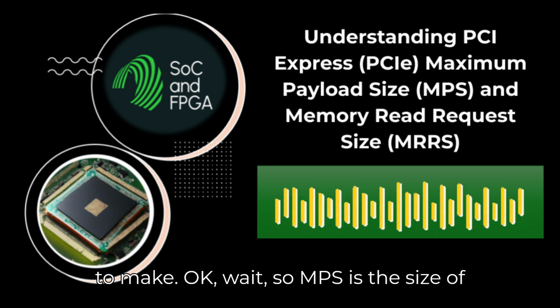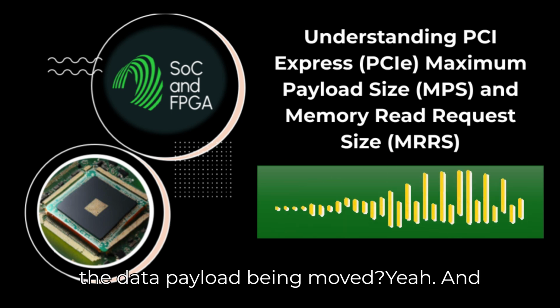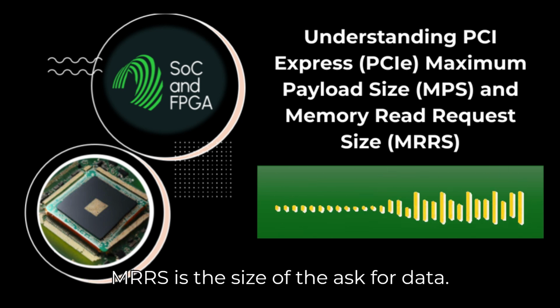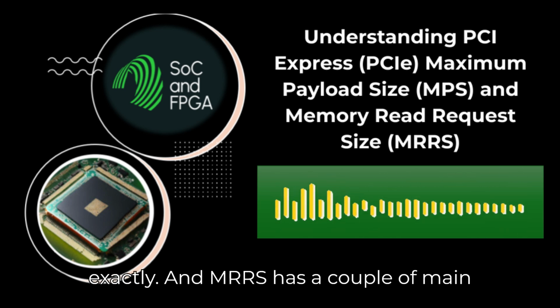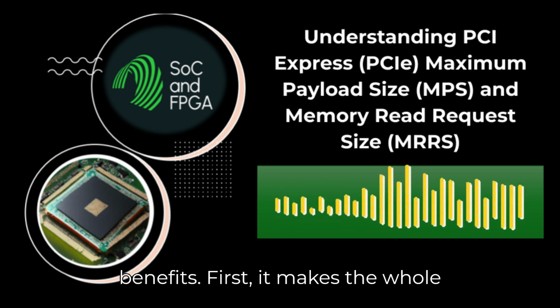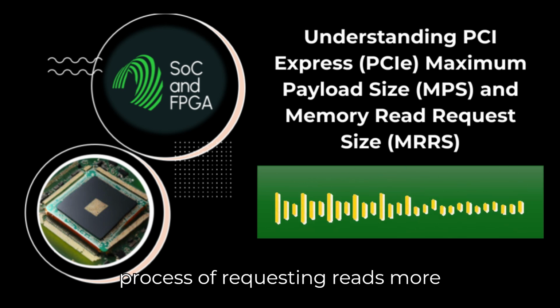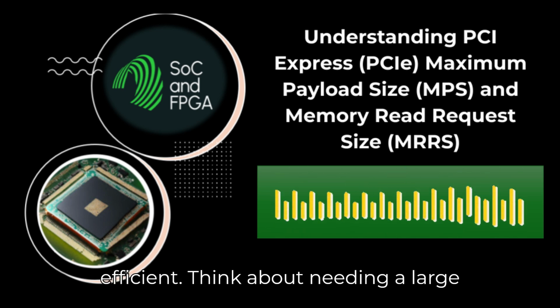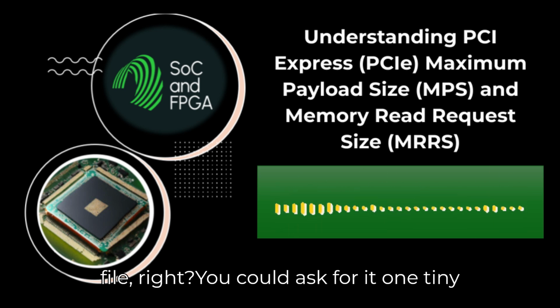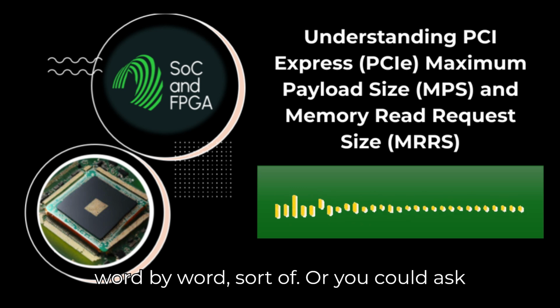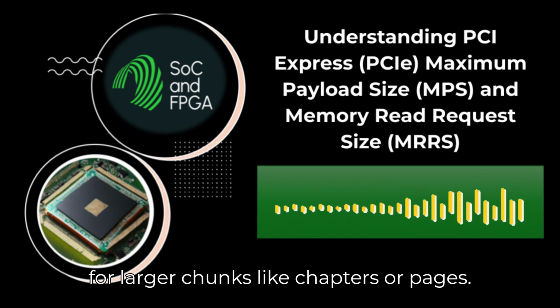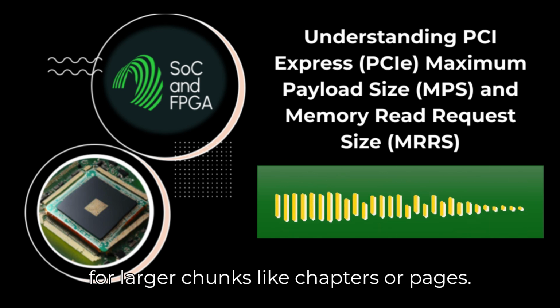Okay, wait. So MPS is the size of the data payload being moved, and MRRS is the size of the ask for data. That's a perfect way to think about it. Exactly. And MRRS has a couple of main benefits. First, it makes the whole process of requesting reads more efficient. Think about needing a large file. You could ask for it one tiny piece at a time. Like asking for a book word by word. Sort of. Or you could ask for larger chunks, like chapters or pages.